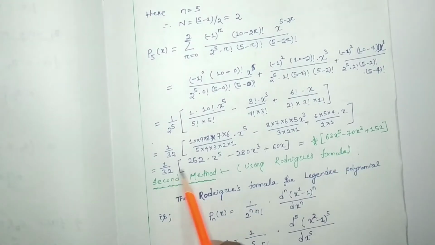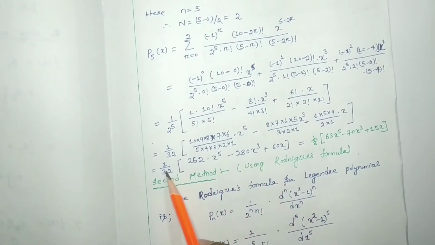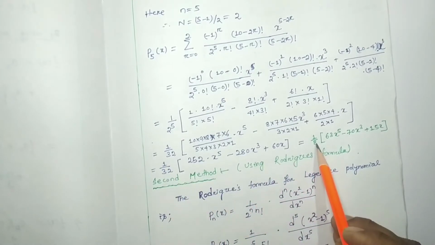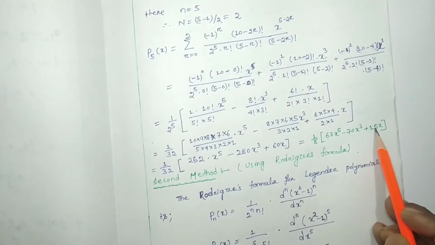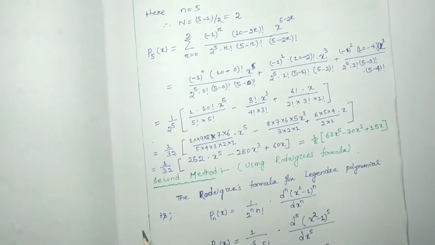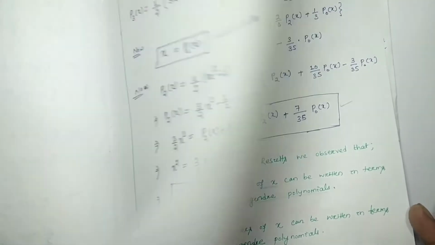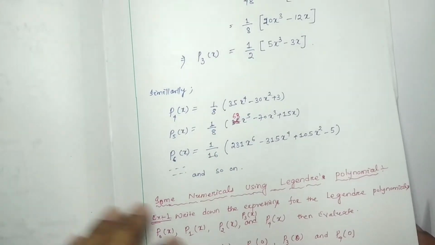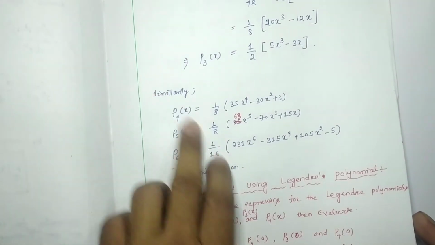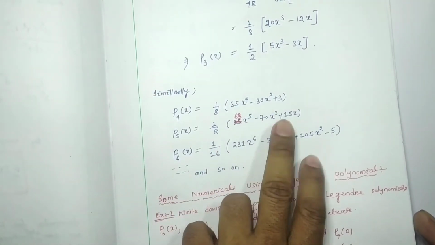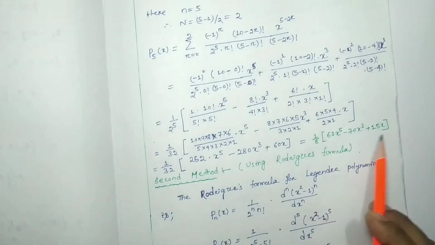Just divide by 4 each. So it will be 1/8 (63x^5 - 70x^3 + 15x), whatever I had written at that time. This is exactly matched. You can see this is P5(x). I have written it similarly, and here we derived this one.